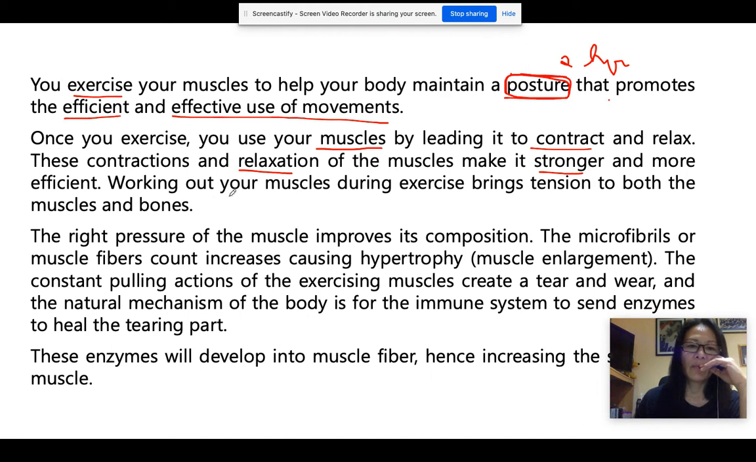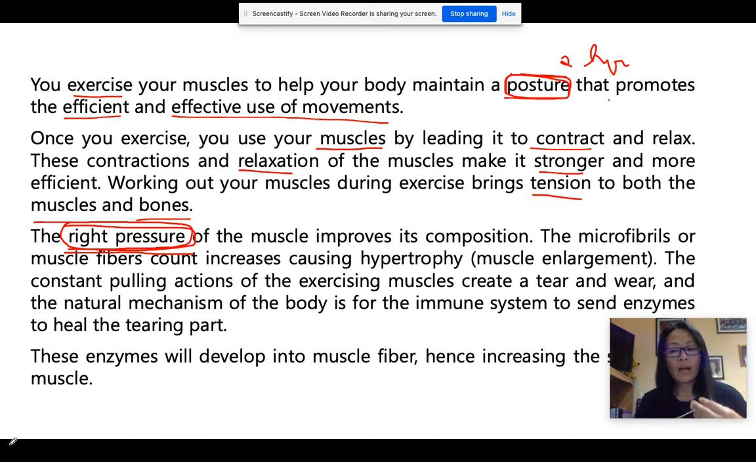Working out your muscles during exercise brings tension to both the muscles and the bones, no? The right pressure, ito yung i-discover ninyo. Anong right para sa'yo? Because ikaw ang nakaka-intindi ng katawan mo. So this is what you're going to find out. Ano bang right pressure para sa'yo? There's no one size fits all exercises. It has to boil down to individual differences. That is why you are being educated by this subject because wala talaga itong constant formula that it will work for everybody. You are going to discover it yourself. Kung ano ang effective sa'yo.